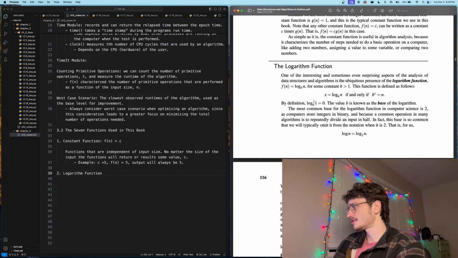The most common base of the logarithm function in computer science is 2, as computers store integers in binary, and because a common operation in many algorithms is to repeatedly divide an input in half. In fact, this base is so common that we will typically omit it from the notation when it is 2. That is, for us, log n is equal to log 2 of n. So if it's log just given by itself, you can infer that it has a base of 2.